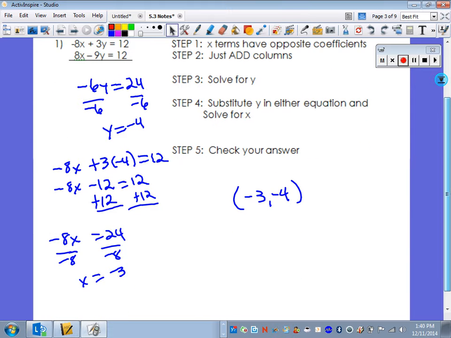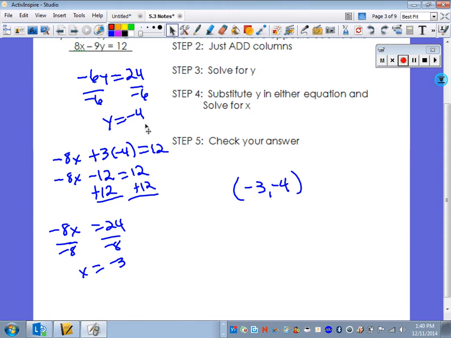Once you do that, substitute that back into one of the two equations. I chose the first one. So I have negative 8x plus 3 times negative 4 equals 12. Negative 8x minus 12 equals 12. I add 12 to both sides. Then I divide through by negative 8, so x is negative 3. My answer is negative 3, negative 4.